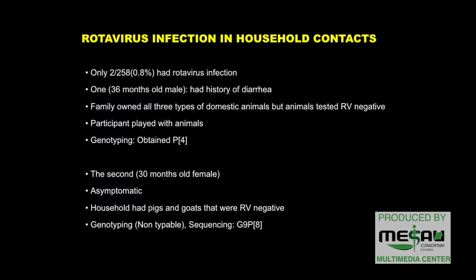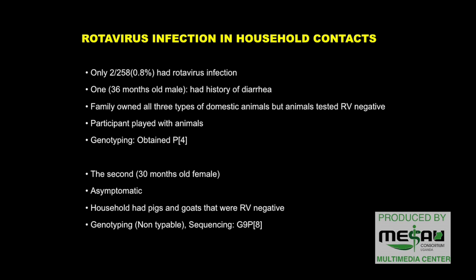In the household contacts, we recruited a total of 258 household contacts, and they range from the age of 2 months to 67 years. Out of this, only 9.5% of these 258 were children who are below 2 years old. Also, only 12.3% of those household contacts had history of diarrhea. And what we noted is that only 2 of them turned out positive for rotavirus infection.